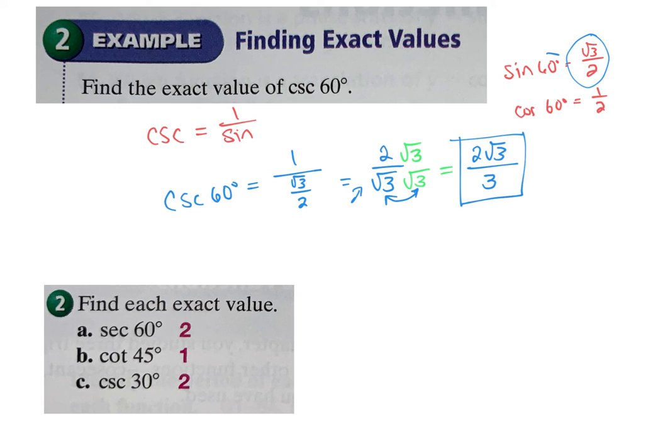So for B, cotangent is going to be reciprocal of tangent. So normally tangent would be sine over cosine, which means cotangent is going to be cosine over sine. For a 45-degree angle, that is square root of 2 over 2 over square root of 2 over 2. Anytime you have a number over itself, it is 1.